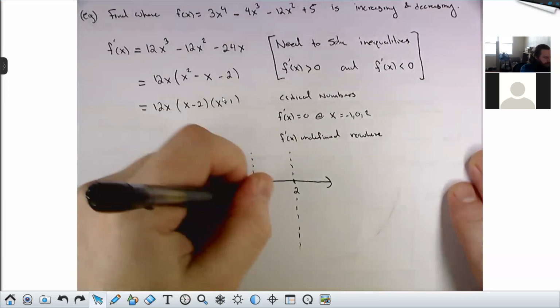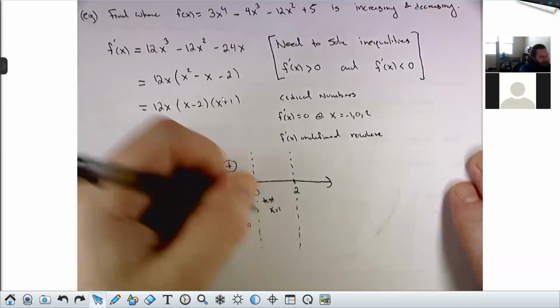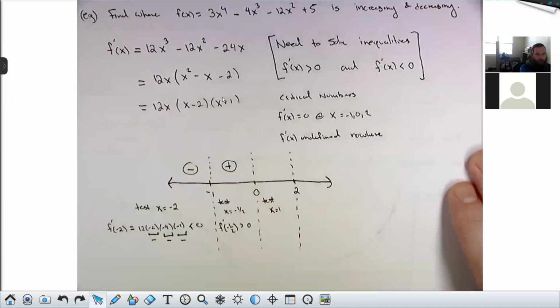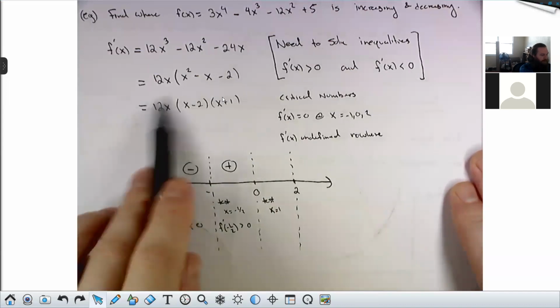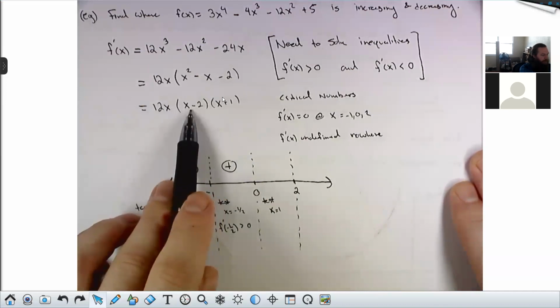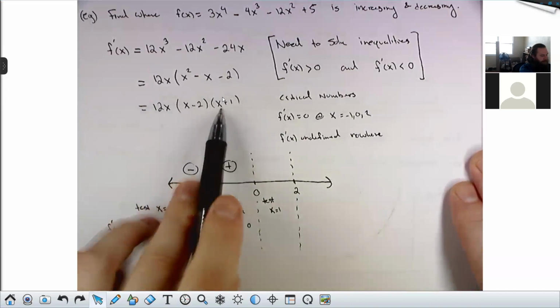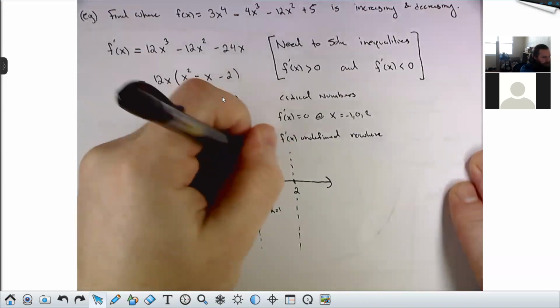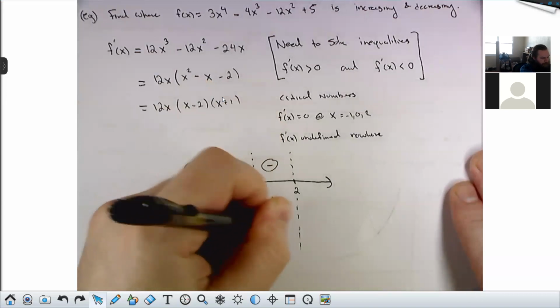Between 0 and 2, I could test x equals 1. f prime of 1 is 12 times 1, which is positive. 1 minus 2, that's negative. And then 1 plus 1, that's positive. So it'd be positive times negative times positive, which is negative. f prime of 1 is negative.